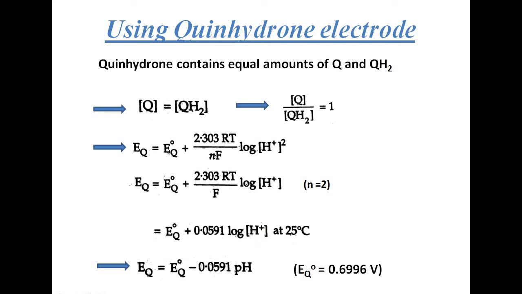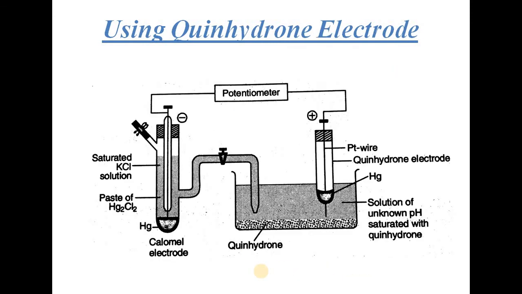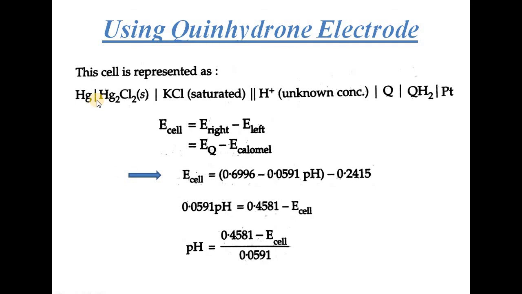Now the value of the standard electrode potential of the quinhydron electrode is given as 0.6996 volt. Now to determine the pH of the solution, or to determine the concentration of hydrogen ion in the solution, we connect this quinhydron electrode to the standard reference calomel electrode. So the cell can be represented like this.